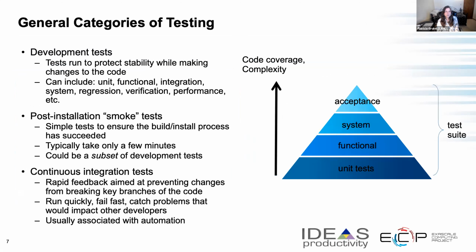So there are many categories of testing. During the development process, you'll hear about different types of testing, including unit, functional, integration, system, regression, all sorts of tests. Sometimes you'll hear the term smoke test. What is that? Well, many times those are simple tests that are used to verify that your build and install process has succeeded. And those are usually a subset of the development tests, and they take just a few minutes, but they don't give you a complete test, and that's why they're just called smoke tests.